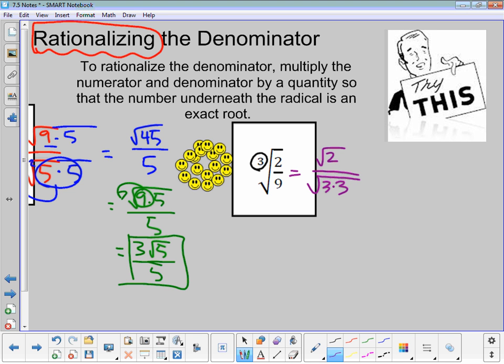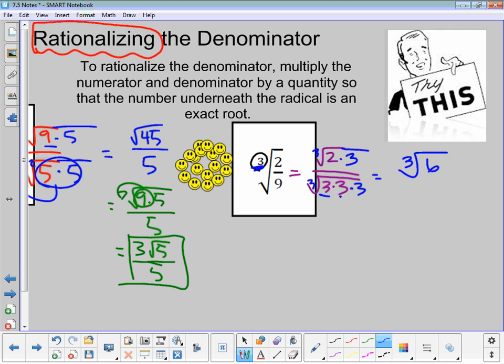Well, I need a group of 3 in order to take that group out because my index is 3. Since I only have 2, I'm going to put another 3 in. Well, if I multiply by the cube root of 3 on the bottom, then I need to multiply by the cube root of 3 on the top. So now on the top, I have the cube root of 6, because 2 times 3 is 6, and there's nothing I can do to simplify that.